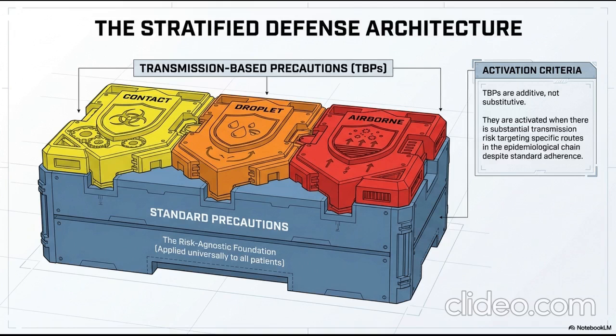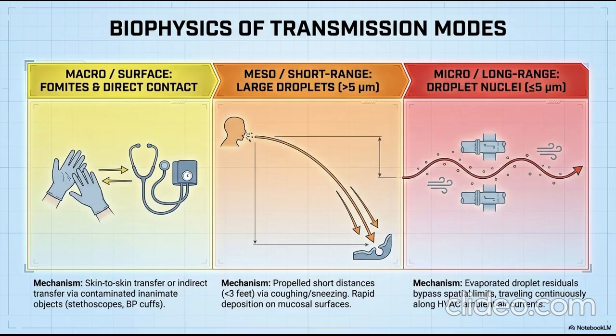Slide 3. Biophysics of transmission modes. To understand precautions, we must understand particle dynamics. Macro transmission via fomites involves indirect contact with contaminated devices like stethoscopes. Mesotransmission involves large droplets, greater than 5 microns, which are propelled short distances, typically under 3 feet, and undergo rapid gravitational fallout. Finally, microtransmission involves droplet nuclei of 5 microns or less. These remain viable and suspended in ambient air currents for extended periods, bypassing the spatial limits of droplet transmission.